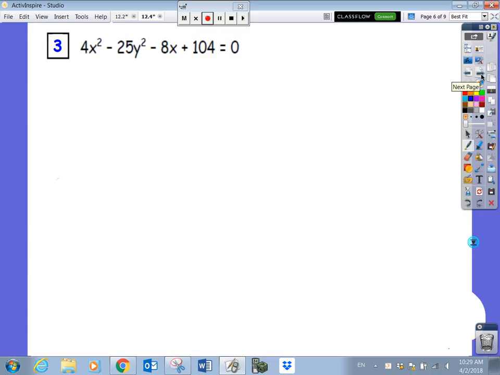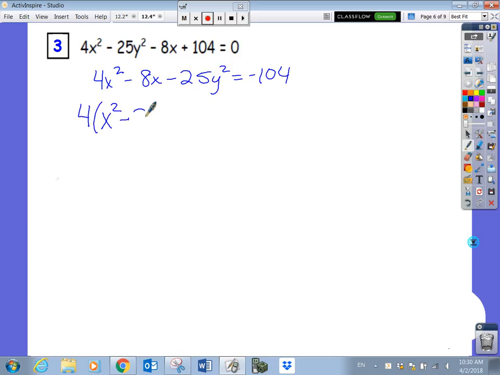All right, this next one we have to complete the square as well. So we've got to line everything up. 4x squared minus 8x. This one's going to be a little bit less work because there's no y, just a y squared. We bring that 104 over, it becomes negative 104. So we do have to factor out the 4 before we can complete the square. Don't forget to factor it out of the 8 also and get 2x. And then half of 2 is 1. 1 squared is 1. So we add 1 times 4 to the left, add 1 times 4 to the right. Then minus 25y squared equals negative 100.